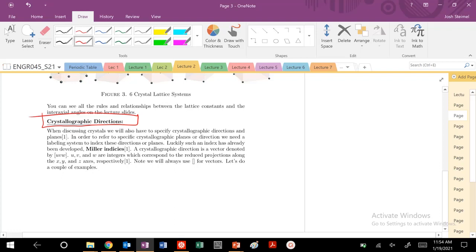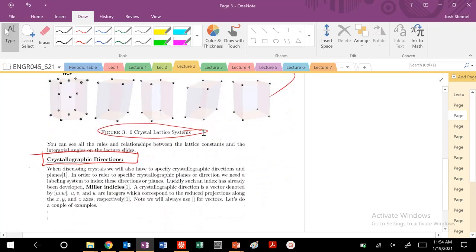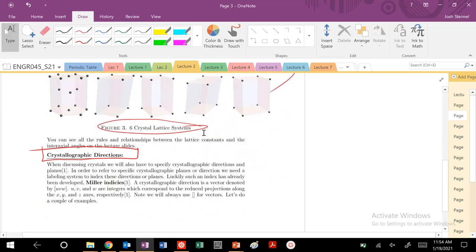Talk about crystallographic directions. So when we develop these crystal lattice systems, these cubic systems, FCC, BCC, SC, simple cubic, we are going to have to specify specific crystallographic directions and planes. So to refer to these specific planes or directions, we're going to have to develop our own kind of coordinate system in order to index these directions or planes.